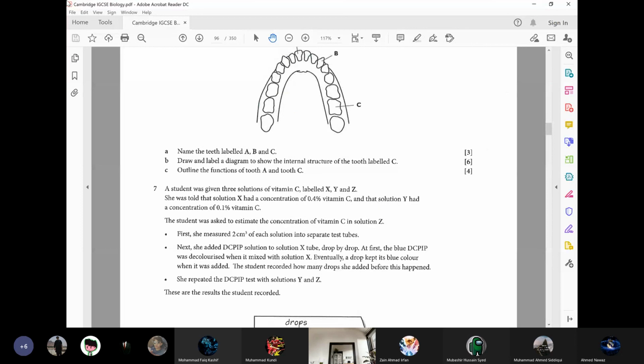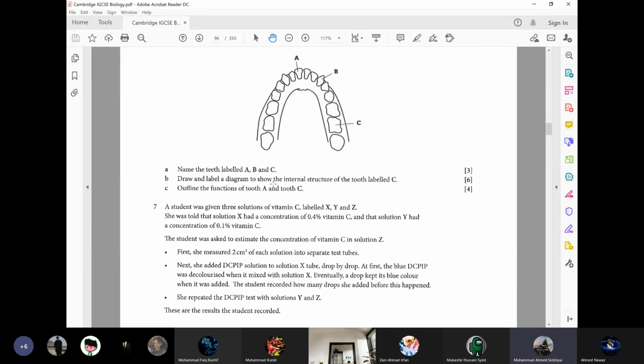Next one, outline the functions of tooth A and C. Simple. Tooth A is for which purpose? Biting. Very good, taking the bite of the food. And what is C's job? Chewing. Very good. Chewing, grinding, crushing the food.